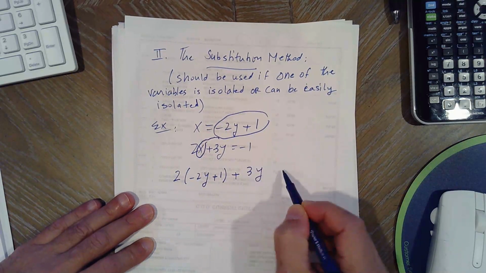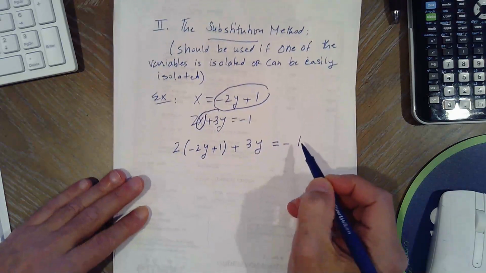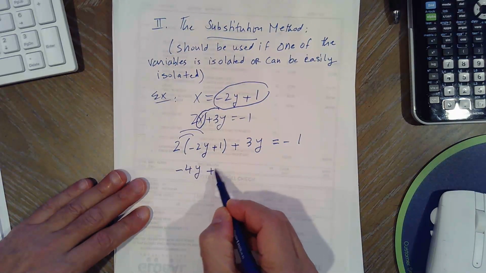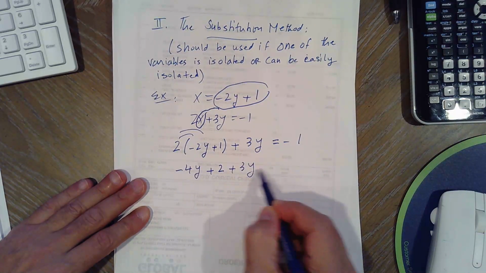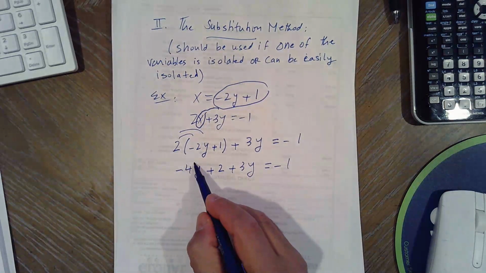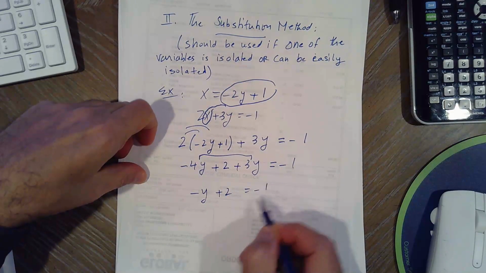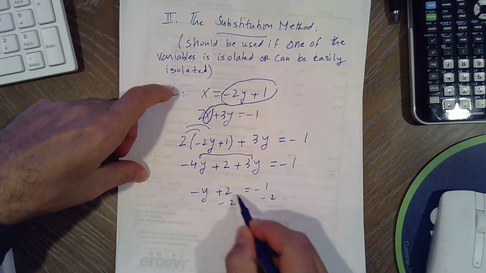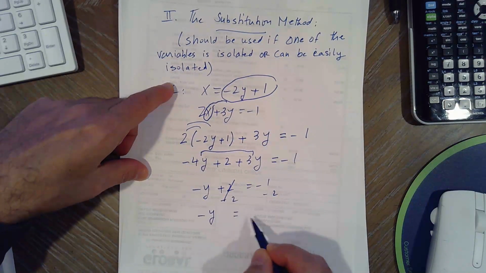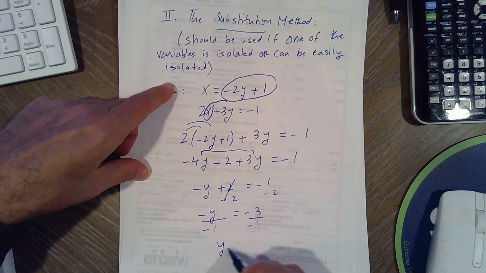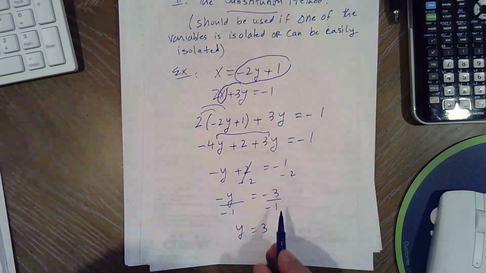2 times negative 2y plus 1, plus 3y equals negative 1. Distribute: negative 4y plus 2 plus 3y is negative 1. Add like terms: negative y plus 2 is negative 1. Subtract the 2: negative y is negative 3. So I have solved for that variable.